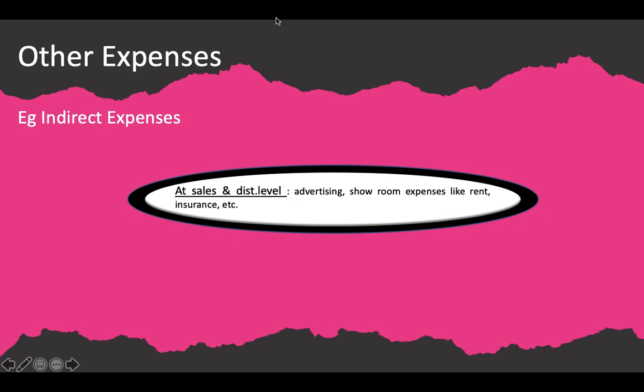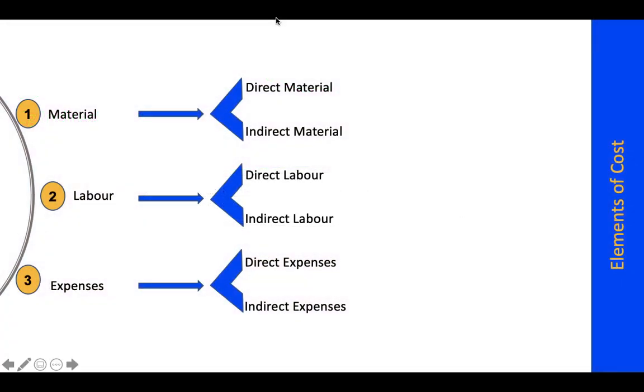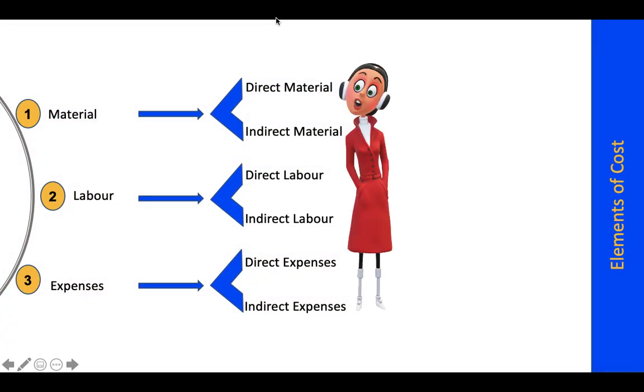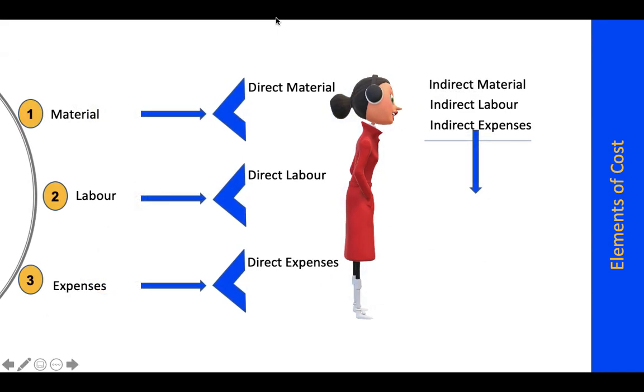So these are the various explanations about the material, labor, and then the expenses. Based on this information, we are going to the next slide. Here we have the elements of cost: material, labor, and other expenses, which can again be classified as direct and indirect material, direct and indirect labor, and direct and indirect expenses. Let's think about the direct material, direct labor, and direct expenses. All the attributes directly related to the particular product can be considered while calculating in the cost sheet. We can calculate the prime cost considering all these things.